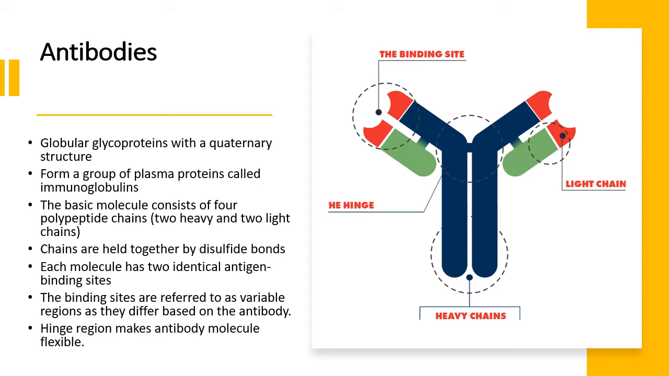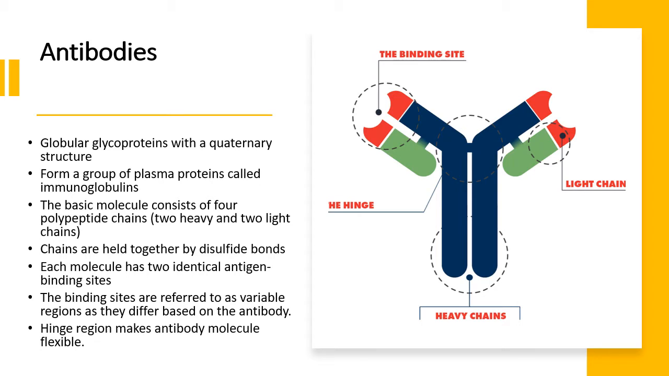I think this got students a little bit confused because if it's globular, why does it look like that? But antibodies are globular proteins. They have a quaternary structure. Remember from chapter 2, we said a quaternary structure simply means that the polypeptide chains are 2 or more. So if a protein has 2 or more polypeptide chains, it is said to have a quaternary structure. In the case of antibodies, antibodies have 4 different polypeptide chains.